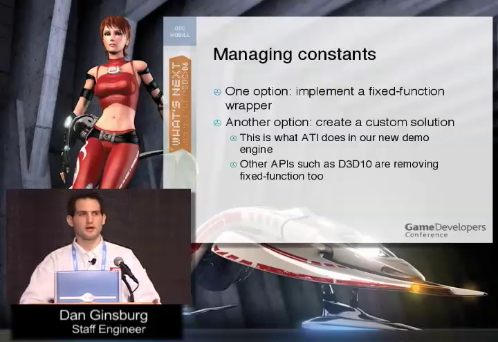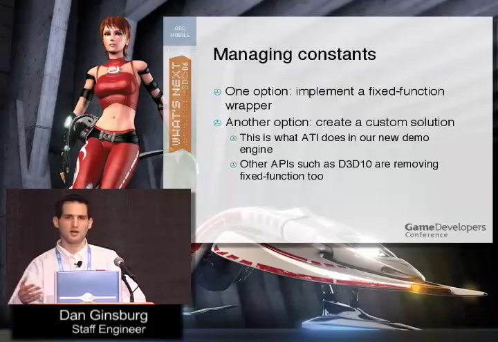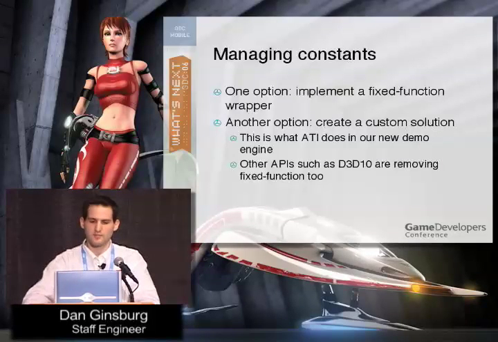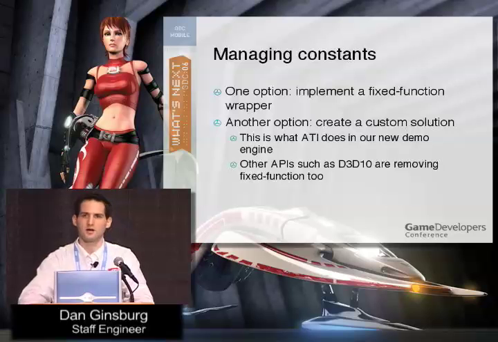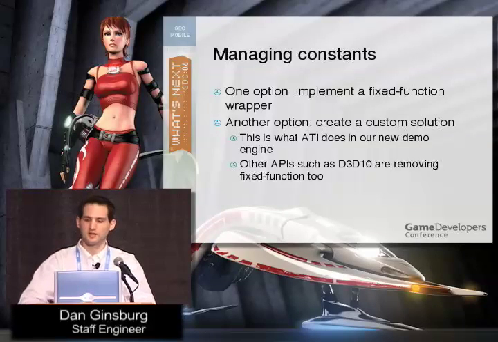Another option is to create a custom solution, and I just wanted to mention the solution that we've worked on at ATI on the demo team. Basically, what we did was we created our own effect file format, and we manage all of the constants related to the camera, to lights, all of these things in our engine. And this allows us to target a lot of APIs at once. We have an engine that basically supports D3D10, D3D9, OpenGL, and ES 2.0. And by writing an engine that does not rely on fixed function at all, you can really cover all of the APIs that you need. So that's one possibility.